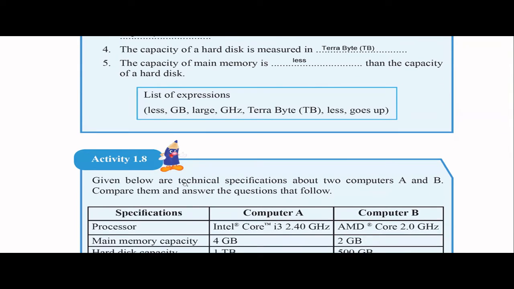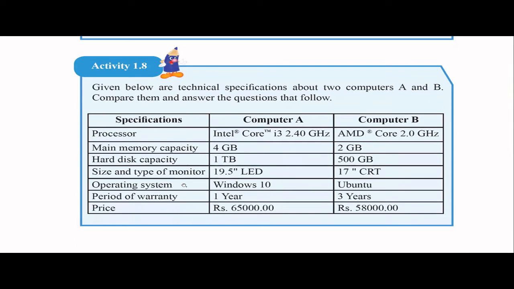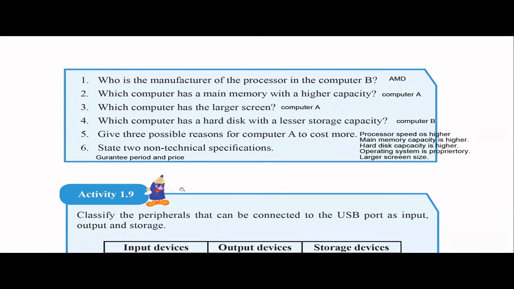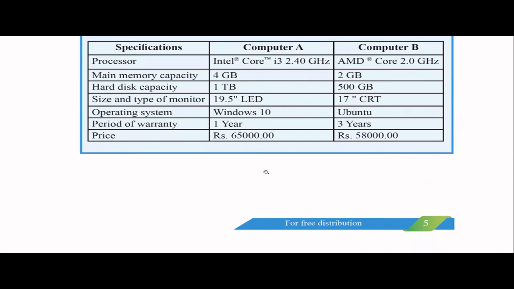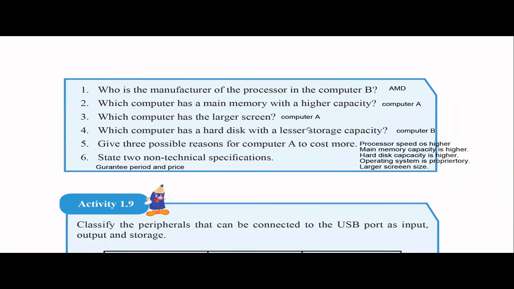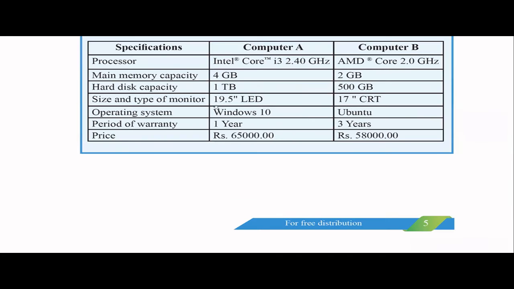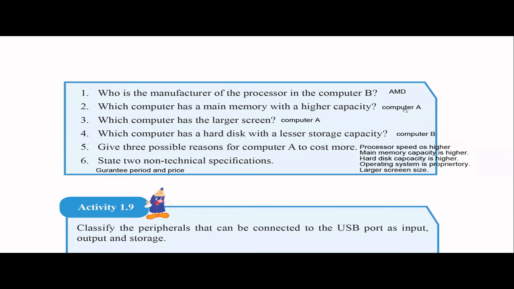Okay, next one. Activity 1.8. Given below are technical specifications about two computers, A and B. You have to compare them and answer accordingly. Who is the manufacturer of the processor in computer B? It's AMD. Which computer has a main memory with a large capacity? This is 4 GB. This is 2 GB. So it's computer A.